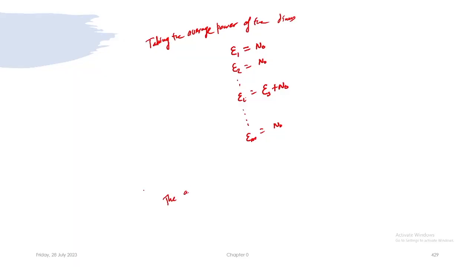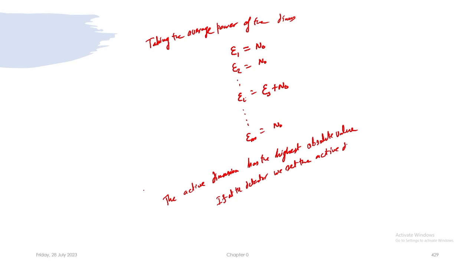So, the active dimension has the highest absolute value, and if at the detector we set the active dimension as the dimension with the highest absolute value, we can get somewhere.